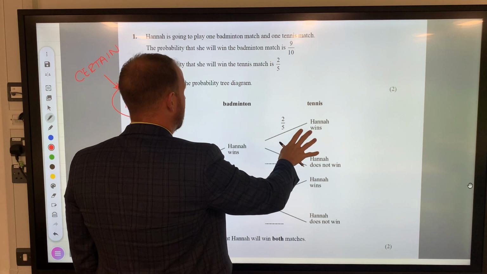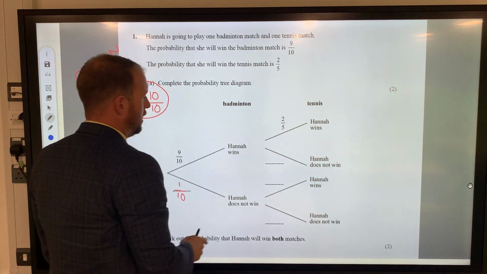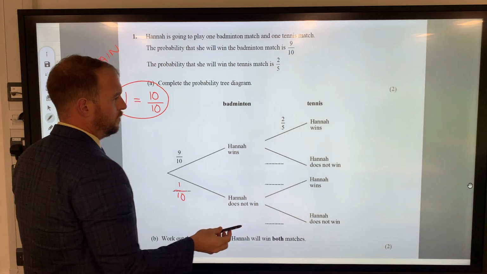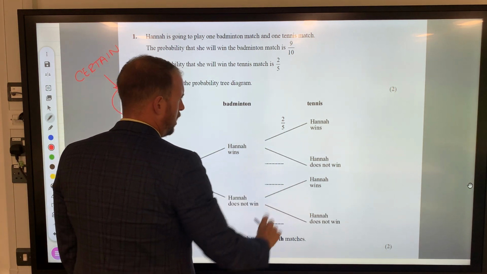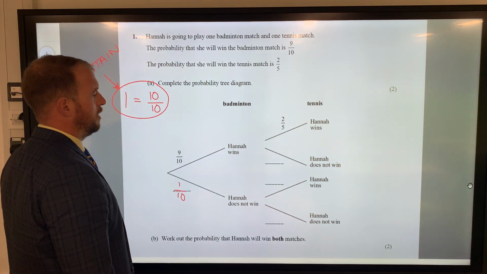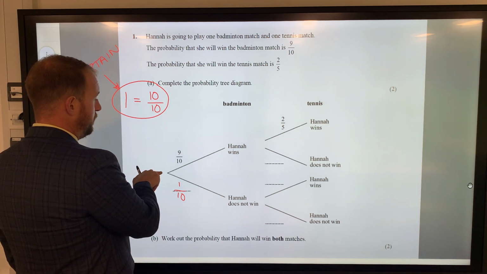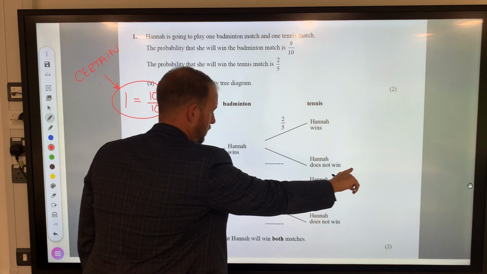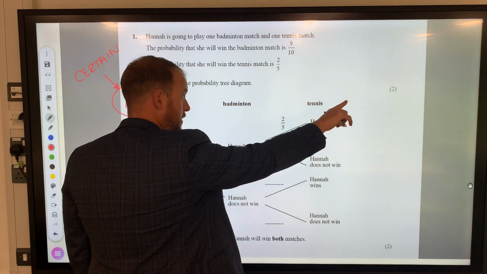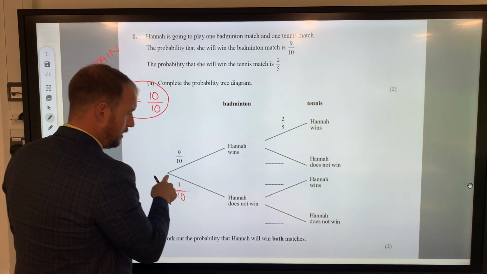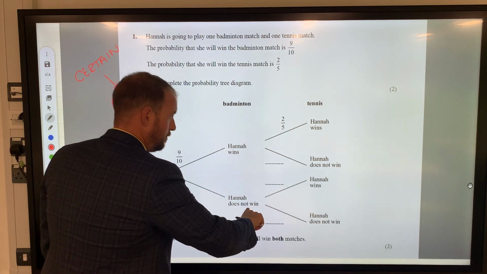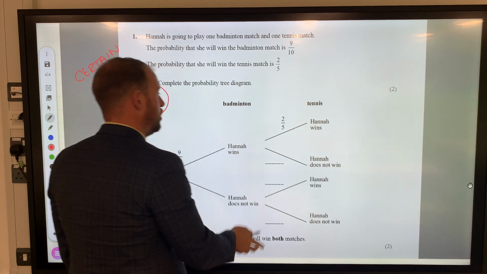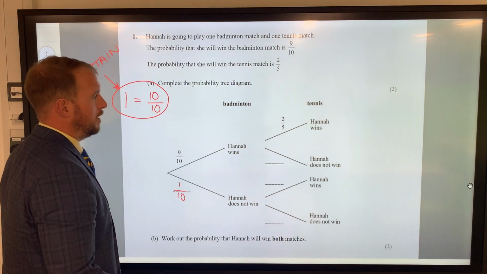So look at the second section then. This is the second match, because it's a tennis match. You'll see we've got 4 of these branches. The top 2 are a repeat of the bottom 2, because if we're going on a journey, Hannah could win and then win or not win in tennis, or Hannah does not win in badminton, but then she could win in tennis, and then does not win. So we have a couple of different avenues in which we could go down.